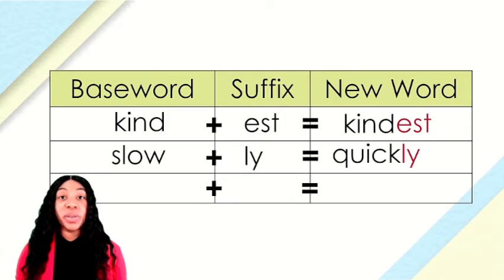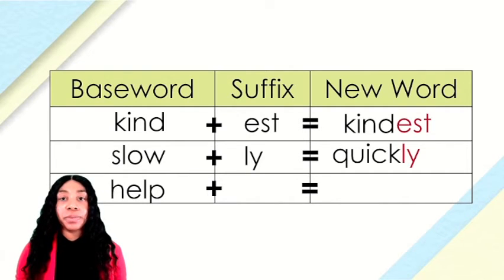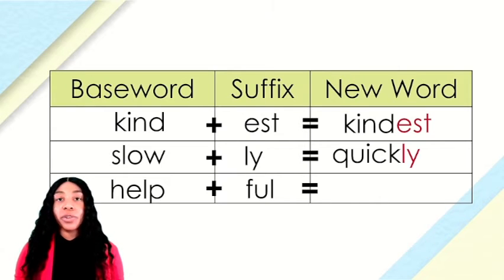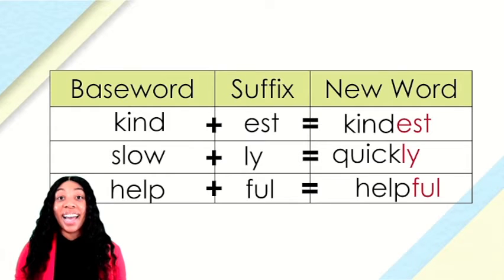Here's our last word. The base word is help. The suffix is full. If I put the base word help together with the suffix full, what new word do I make? Helpful. As you can see, when we add that suffix, helpful means full of help. Go ahead and write down the word helpful on your paper.